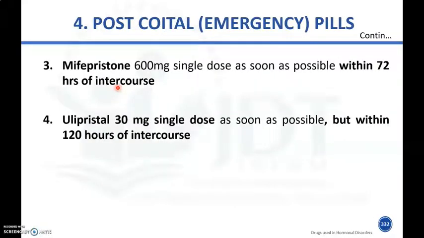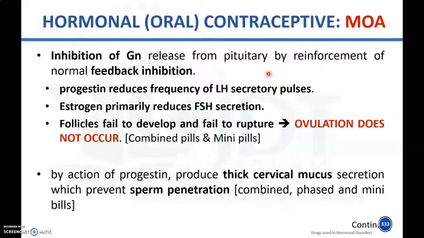Now coming to third one, we can use mifepristone, which is an anti-progesterone drug, 600 mg single dose as soon as possible within 72 hours of intercourse. And another progesterone receptor modulator, that is ulipristal 30 milligram single dose as soon as possible within 120 hours of intercourse. So these are the different post-coital or emergency pills. So that is all about the different types of oral contraceptive pills.